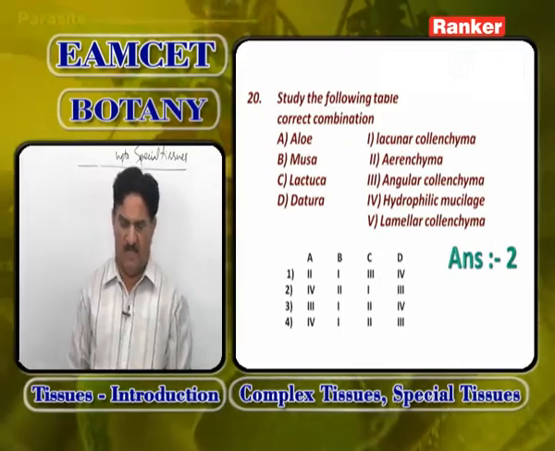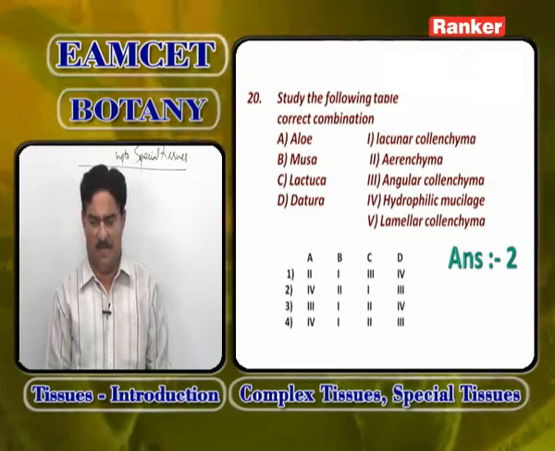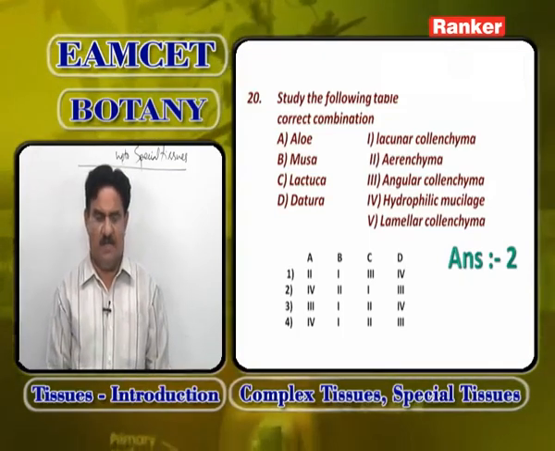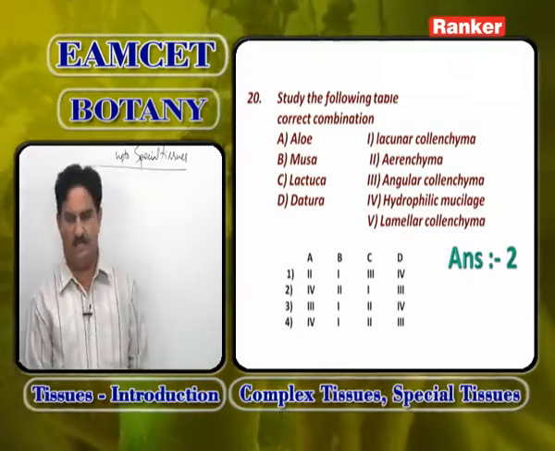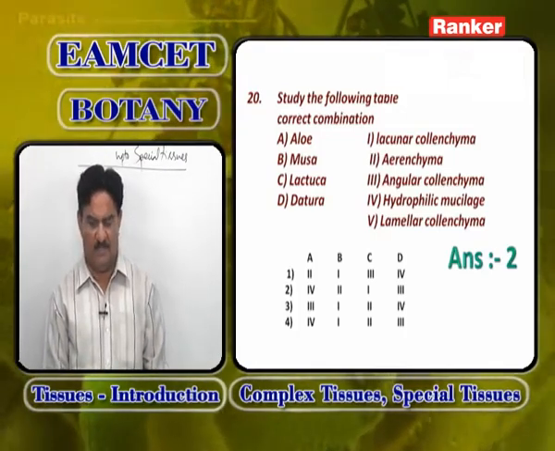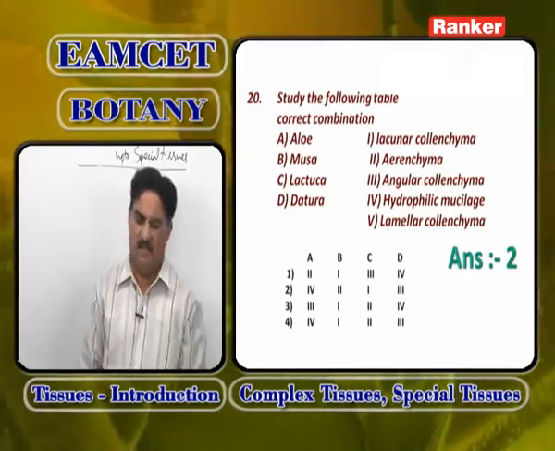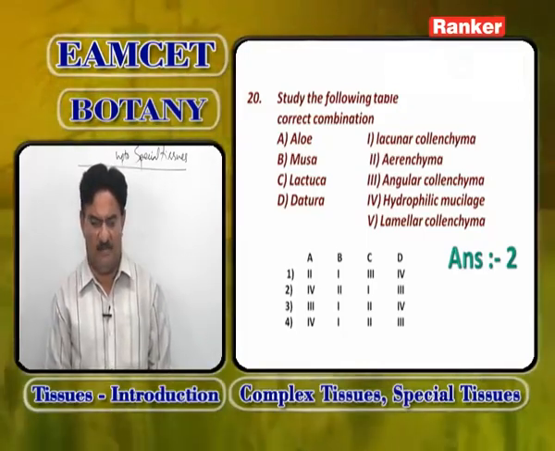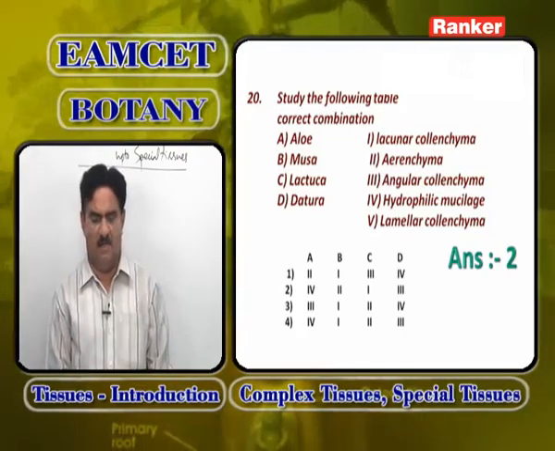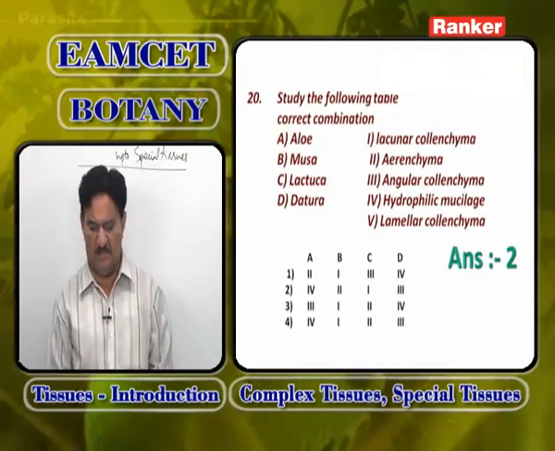Musa is aerenchyma. Just now I told Musa, a terrestrial plant with petiole having aerenchymatous tissue. Then C, lacunar collenchyma. Just now I wrote Lactuca and Leucas are the plants where the stem shows lacunar collenchyma. Datura is 3, angular collenchyma. The most common type of collenchyma found in almost all plants is angular collenchyma. So Aloe hydrophilic mucilage in the leaves, Musa aerenchyma in petioles, Lactuca lacunar collenchyma, and Datura angular collenchyma. Answer is 2.